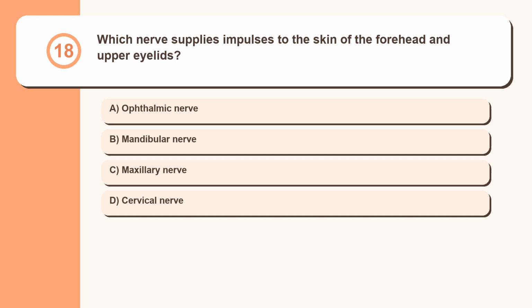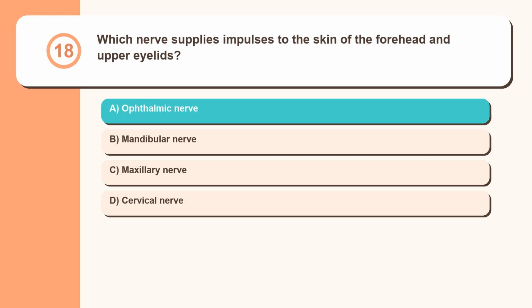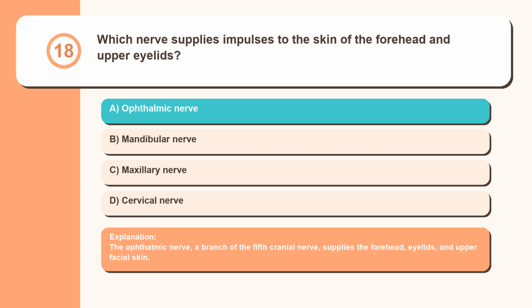Question 18. Which nerve supplies impulses to the skin of the forehead and upper eyelids? Ophthalmic nerve, mandibular nerve, maxillary nerve, cervical nerve. The ophthalmic nerve, a branch of the fifth cranial nerve, supplies the forehead, eyelids, and upper facial skin.